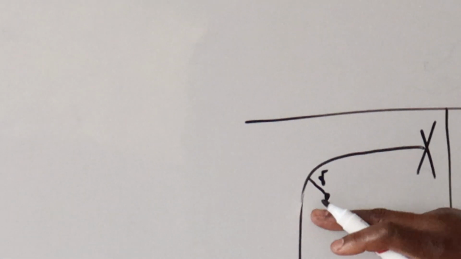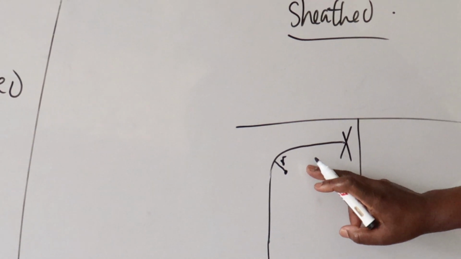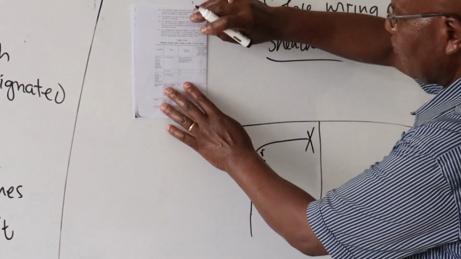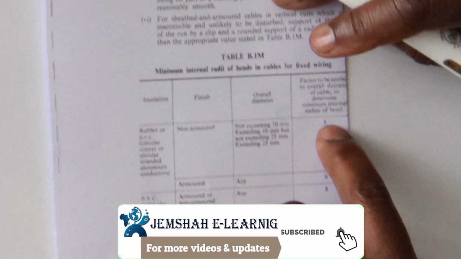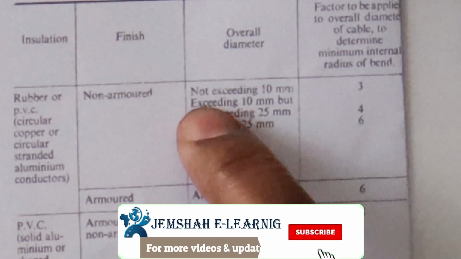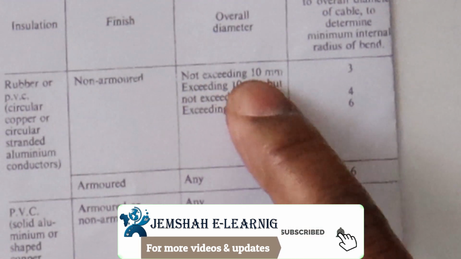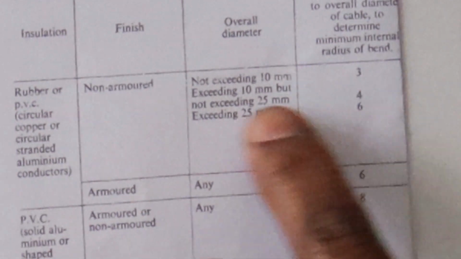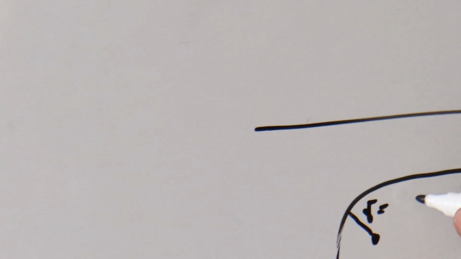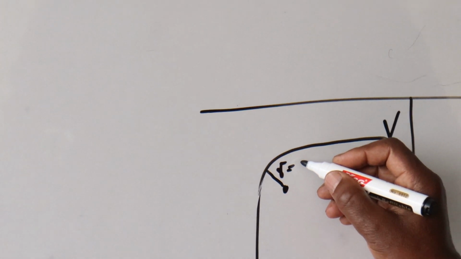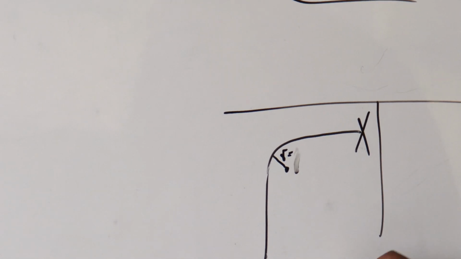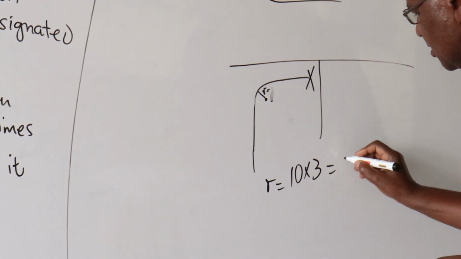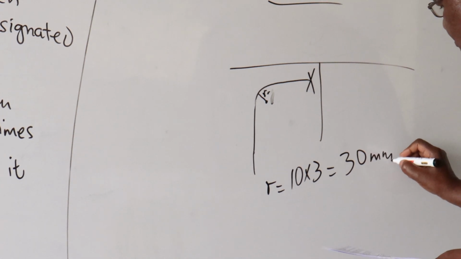In this case, this is the radius of my bend. I'm told that in the first category of cable, not exceeding 10 millimeters, a factor of 3 applies. So if I'm using that 10 millimeter cable, I multiply by 3, which comes to 30, which means that radius must not be less than 30. The R there should be 10 times 3, which is 30 mm.